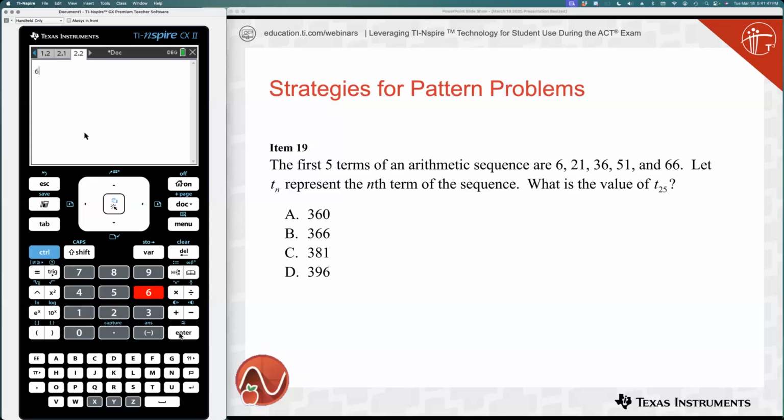So what I'm going to do is enter the number 6. That's my first term. And I don't have to do it this way, but I'm going to do it this way to really emphasize. I'm going to take my previous answer, ANS, and add 15 to it because I know that's the common difference. So this is the second time I've done this. I'm getting 21, then the third time, then the fourth time, then the fifth time, then the sixth time, and so on, up to 25. I have the answer.